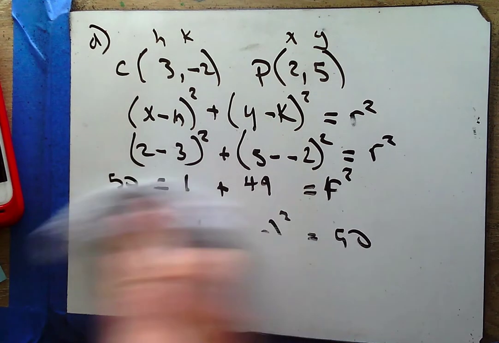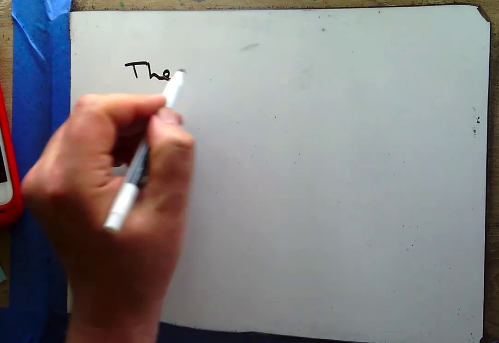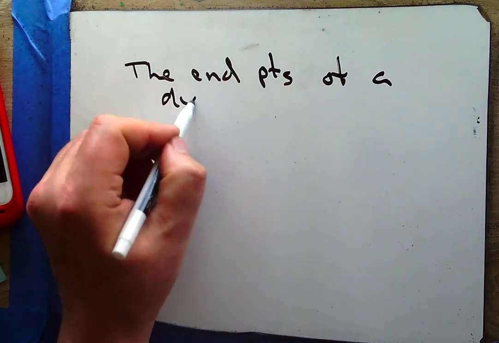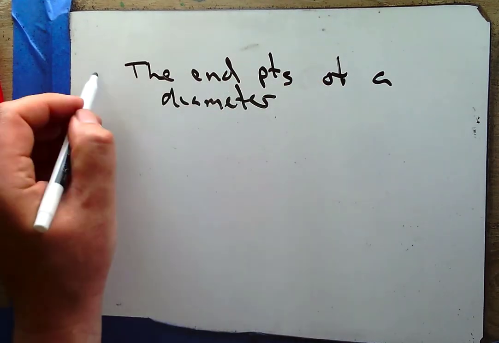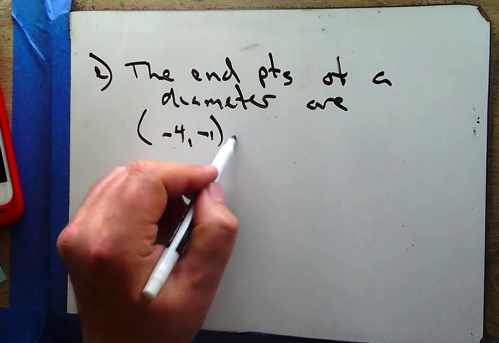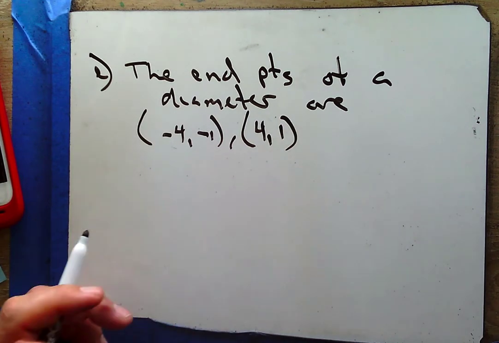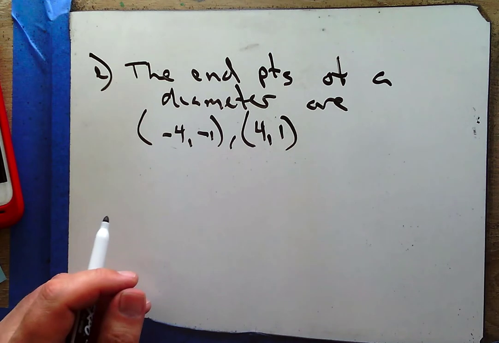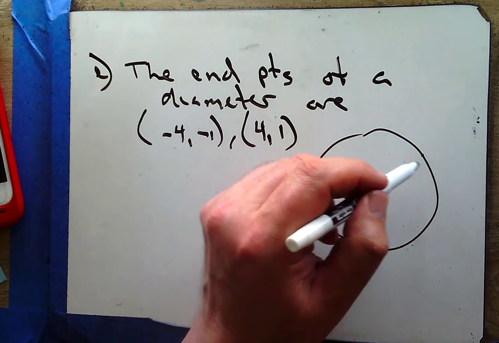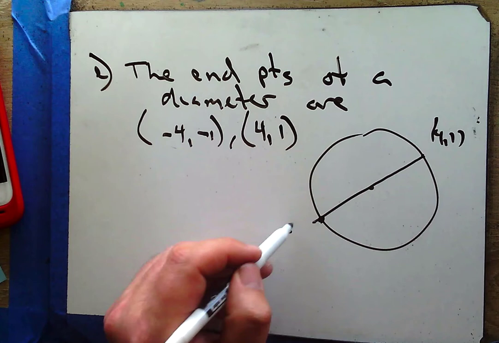All right, and then we come to this. The endpoints of a diameter are negative 4, negative 1, and 4, 1. Huh. Well, isn't that interesting? They've given me the endpoints of a diameter. Well, I've got 4, 1, and negative 4, negative 1.